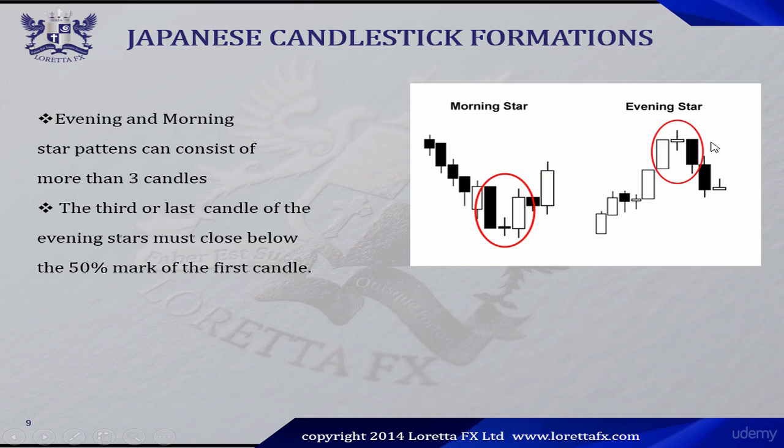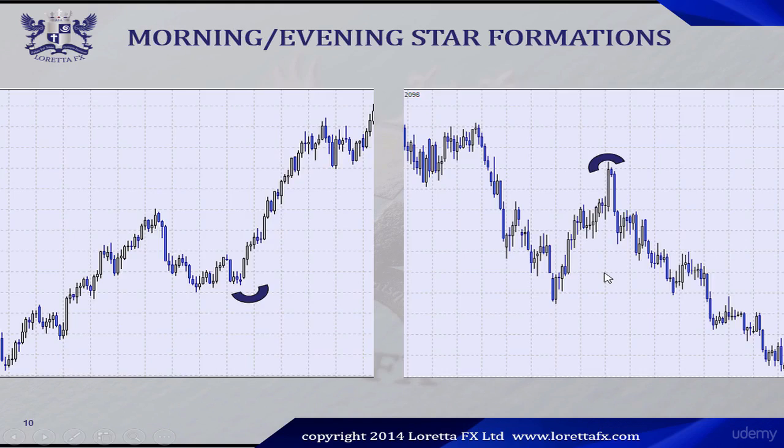And remember, the evening star can be more than 3 candles, and the morning star also can be more than 3 candles. These candlestick patterns can be composed of several candles. The most important thing is the U-turn, this turn in price movement.